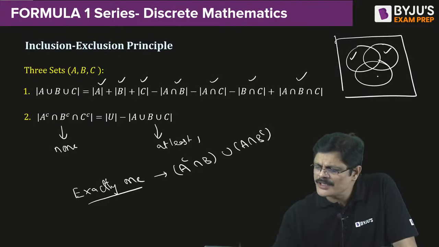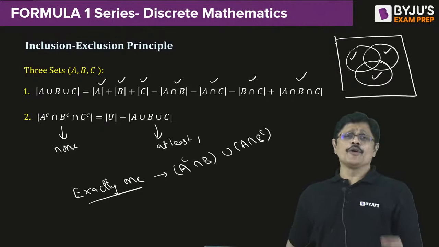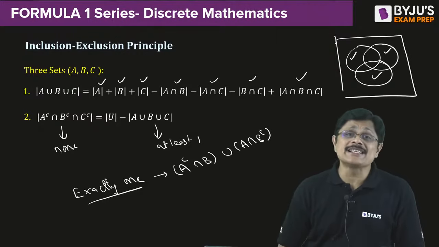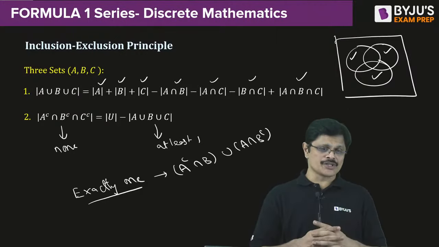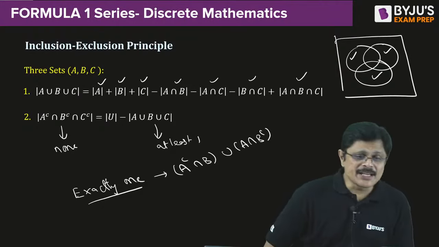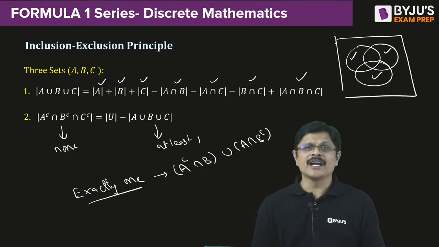Exactly 1 means all this we need to add. See, generally when you go for 3 sets, we try to fill this Venn diagram to answer the question. Is the idea clear? Hope you understand. If you are having any doubts, please ask me, my dear friends. Clear to you all?